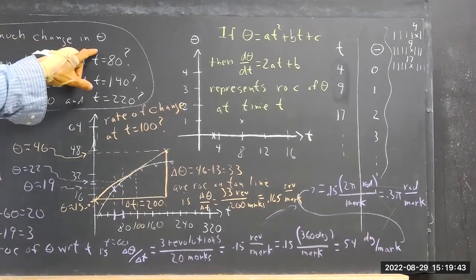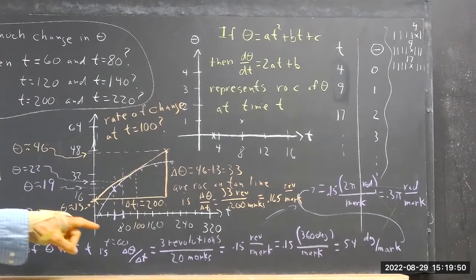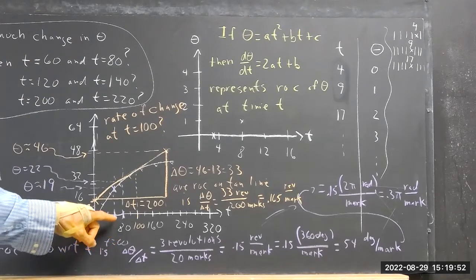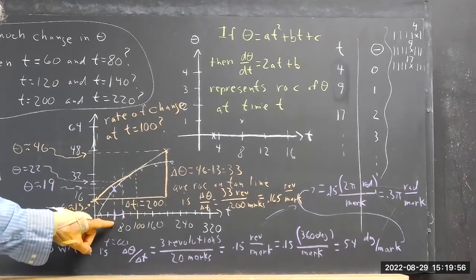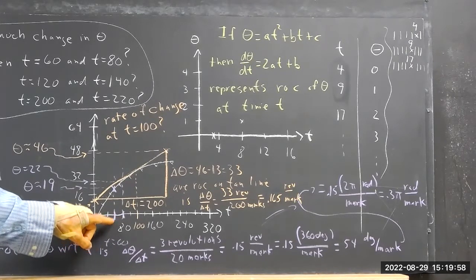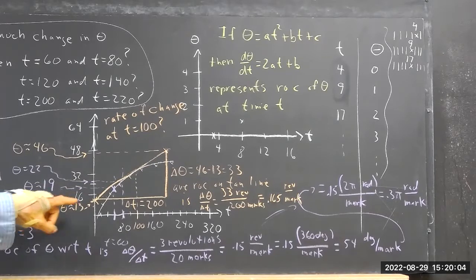How much change in theta? Well, theta is your number of revolutions. Okay, so we say, well, the t is 60. But we marked t equals 60 right here. There's 20, 40, 60, 80. There's t equals 60. Come up to the graph and we estimate that the theta coordinate is about 19.